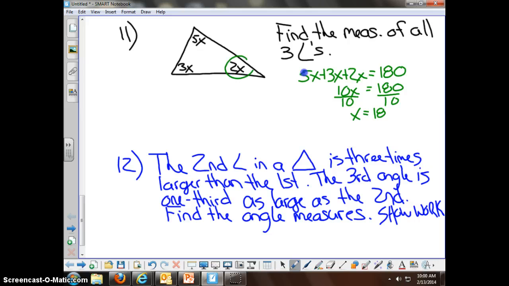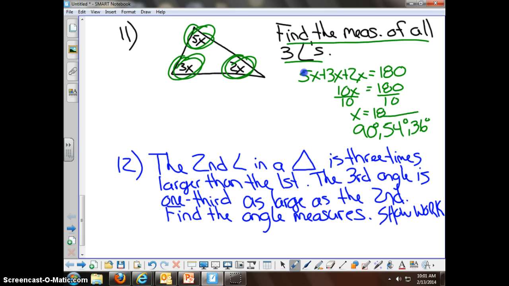But we have to plug it into 2x, 5x, and 3x. So it says find the measure of all three angles. Can you give me the measure of all three angles, please? 90, 54, and 36. So we've got 90 degrees, 5 times 18. We've got 54 degrees and 36 degrees, because we did 3 times x, and then 2 times x, 2 times 18, gives you 36 degrees. Does it matter what order you put these in the box? Doesn't matter. I just ask for all three angles, I get all three angles.